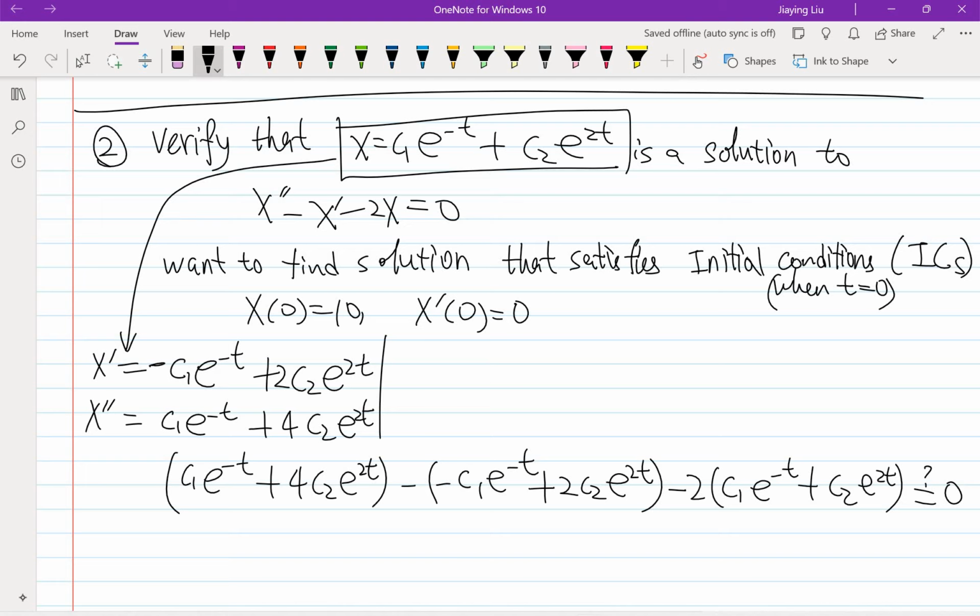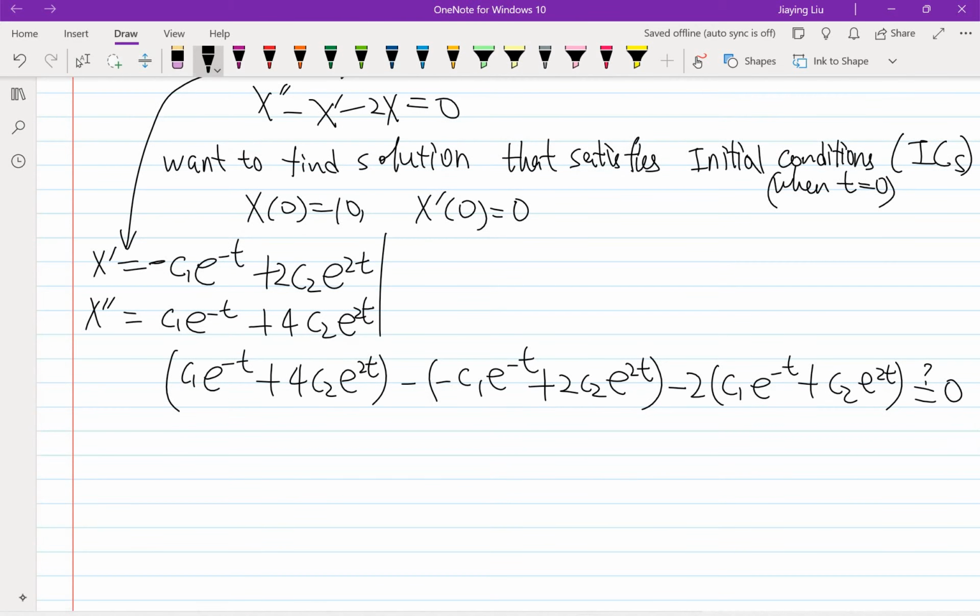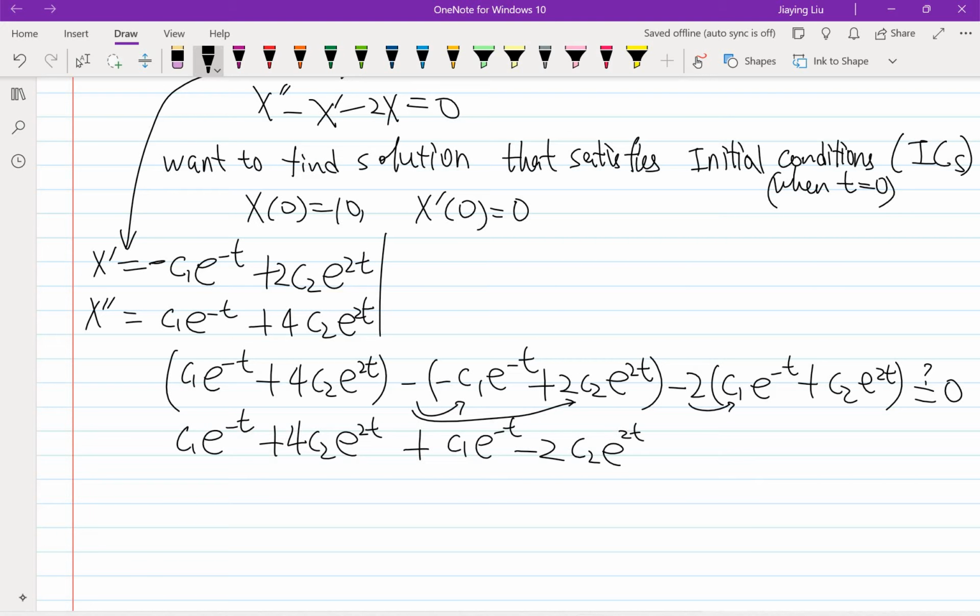At this point, we found the derivatives, we plug them into the equation, we just have to simplify, right? So I would say probably get rid of all the parentheses, distribute the negative, and then distribute the negative too. Let's see what we get. So that will be c1 e to the minus t plus 4c2 e to the 2t minus a positive c1 e to the negative t minus positive 2, so that's a negative 2c2 e to the 2t. Distribute the negative 2, so that's a minus 2c1 e to the minus t minus 2c2 e to the 2t. Is that equal to 0?